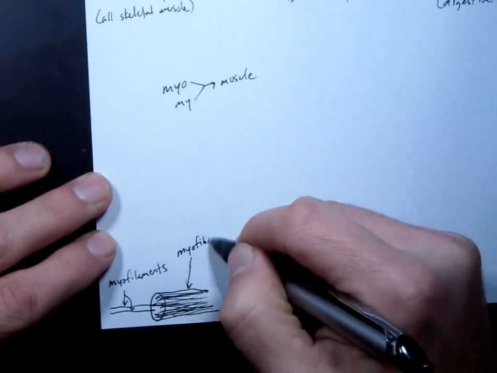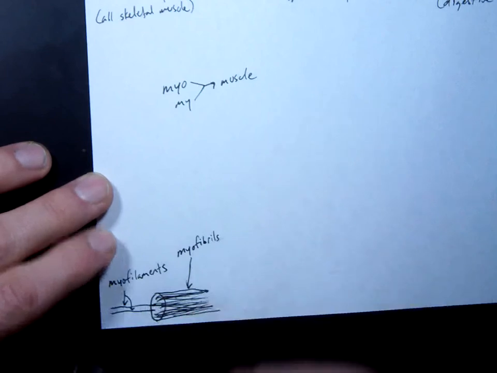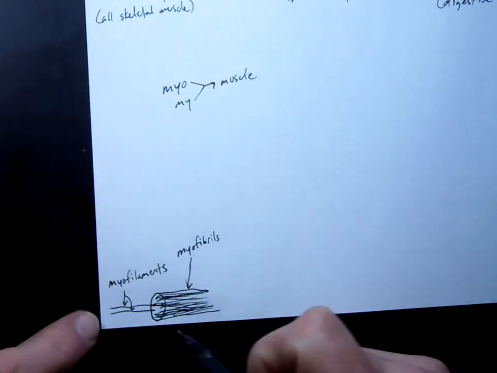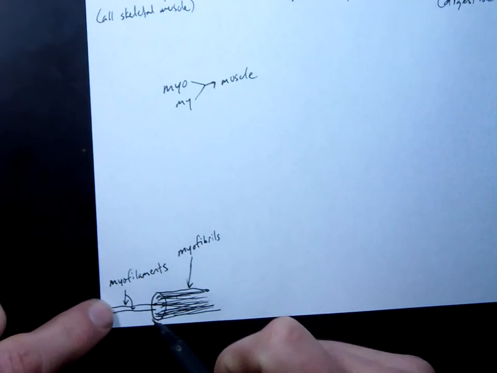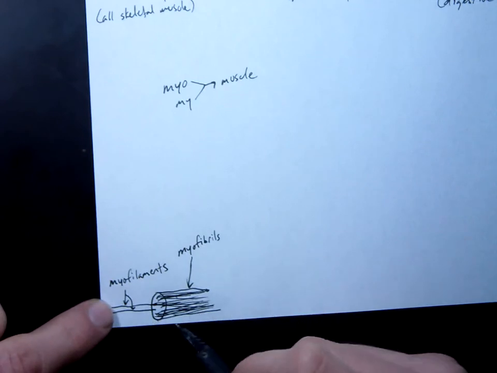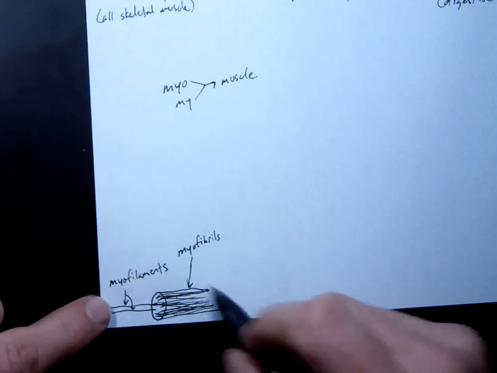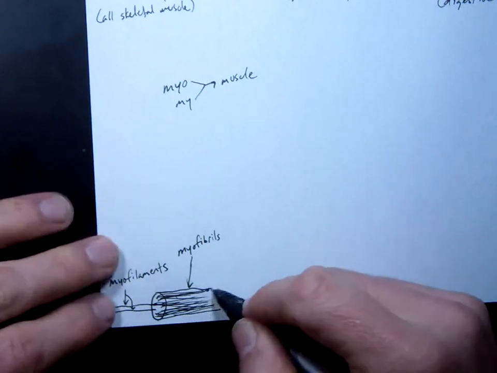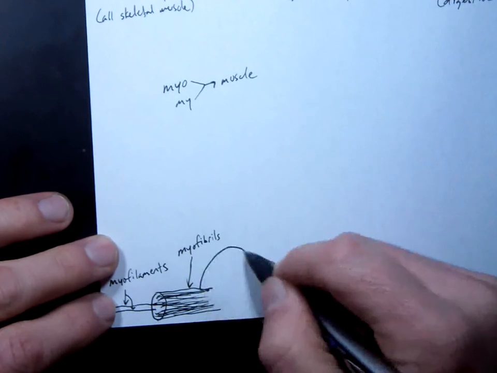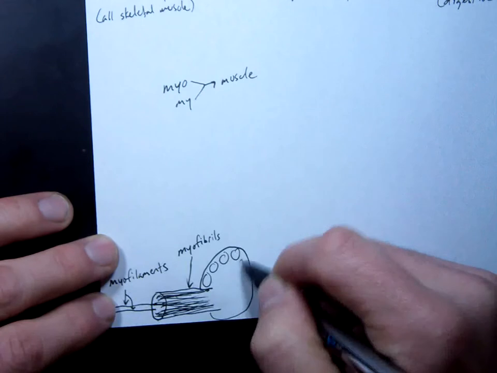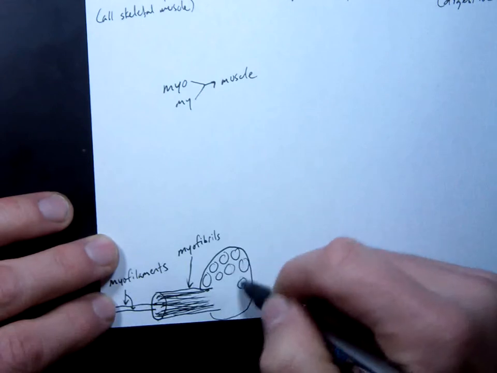myofibrils. Have you guys ever heard of Russian nesting dolls? Like one doll inside of another, inside of another. That's kind of how these are. Except it's not one doll inside. It's like every step is thousands. So there's thousands of these inside of one of those. There's thousands of these inside of one of these things. And I'm oversimplifying by just drawing a dozen or so of them in there.